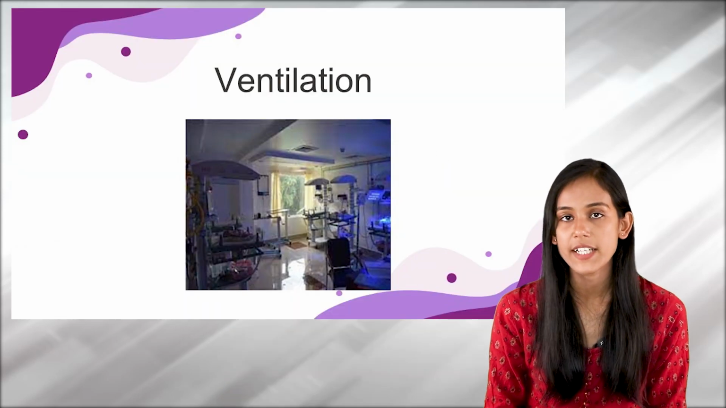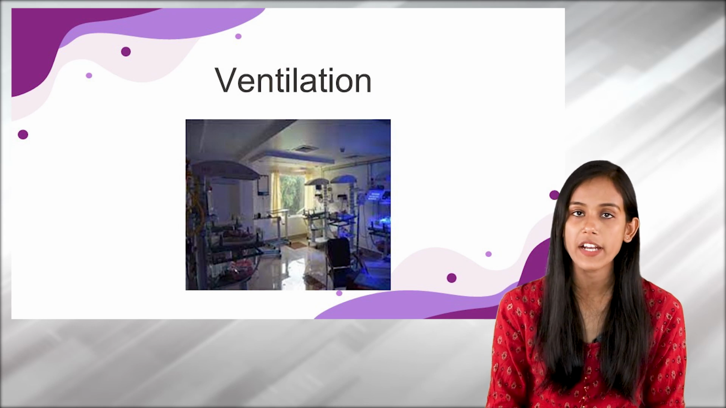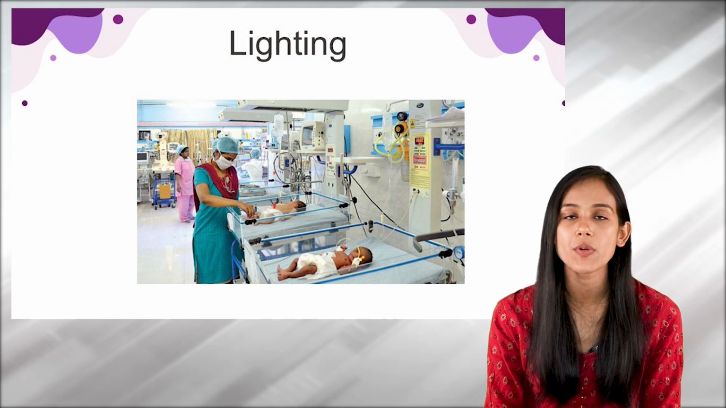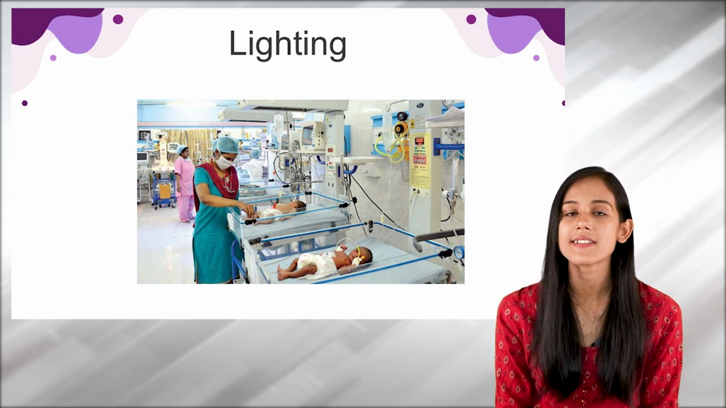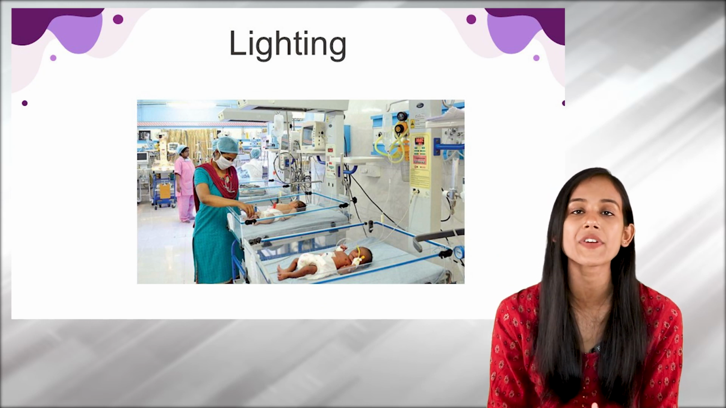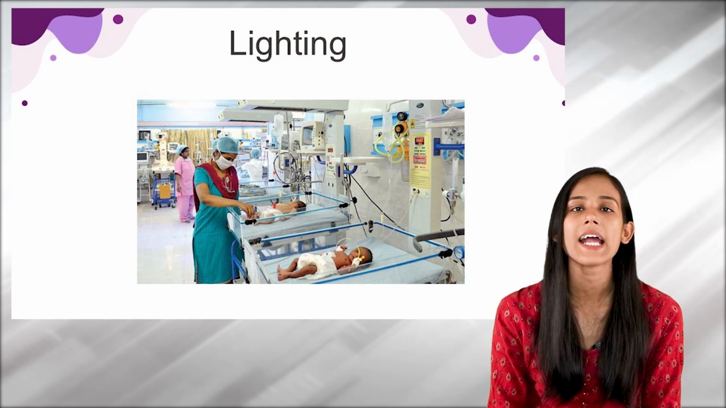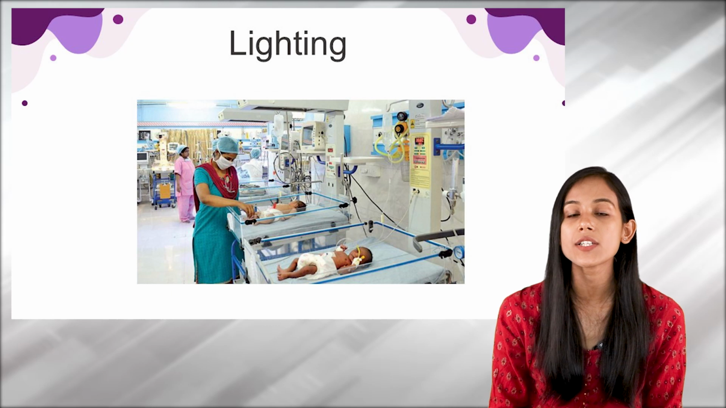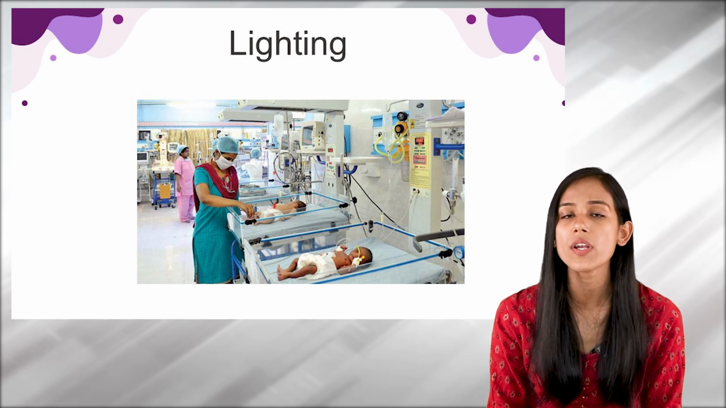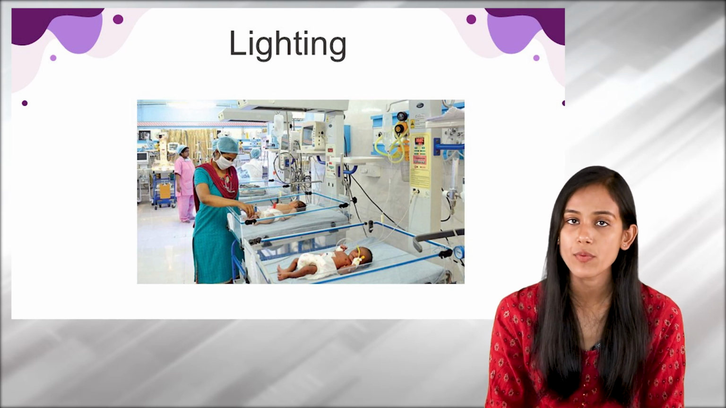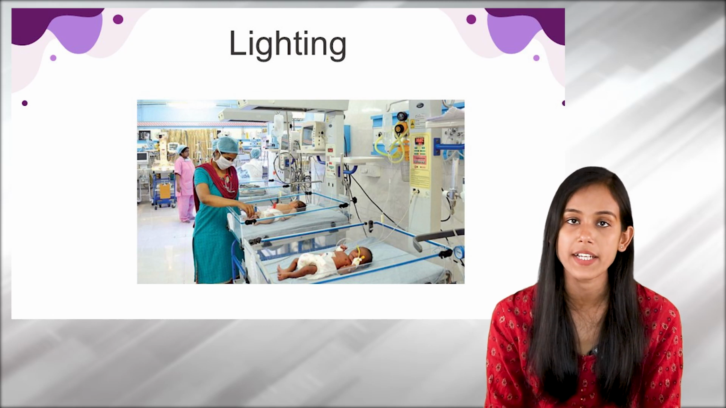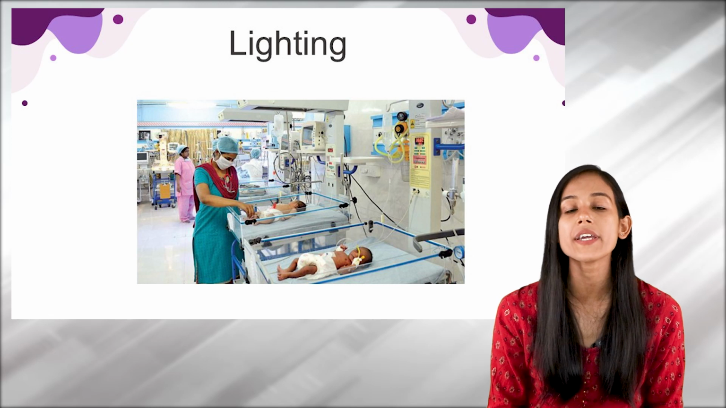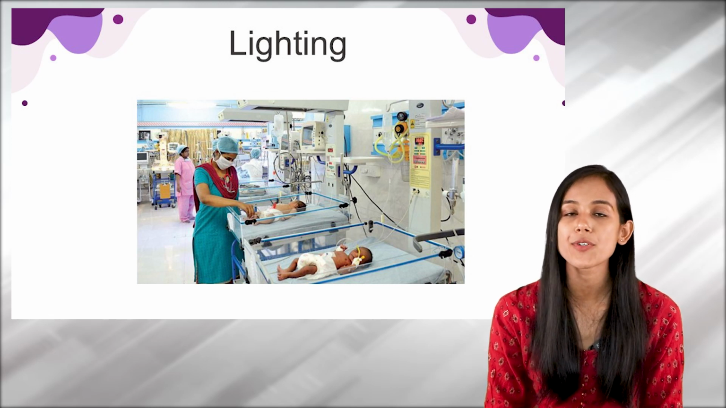Next is ventilation. There should be proper ventilation. For that there would be central air conditioning. Then coming to lighting. As this is a unit where a lot of critically ill newborns are there and a lot of procedures would be performed, we need good lighting. The whole unit should be painted white and it should be well illuminated, and the lighting arrangement should be uniform and shadow free. So basically there should be good lighting.